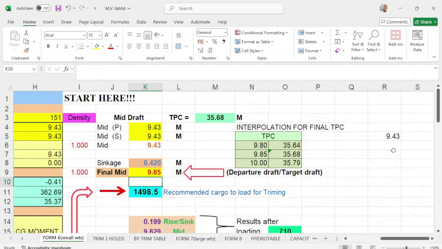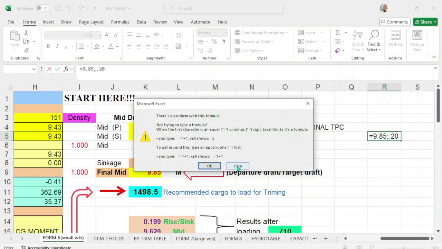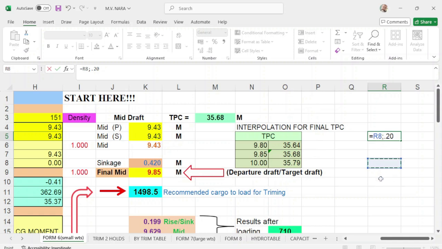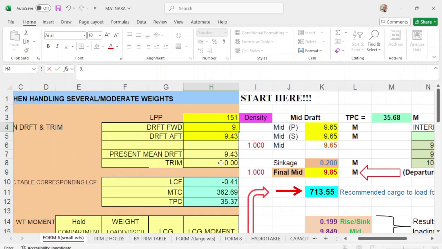And your drop equals 9.85 minus 0.20. That will be 9.65. I was correct, 9.65. Okay.